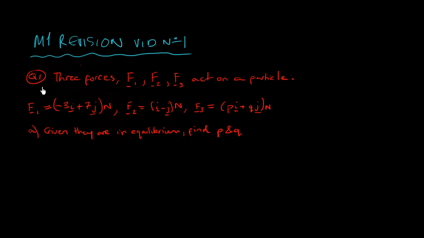First question I wanted to have a look at was this one. It says there's three forces, F1, F2 and F3, which I've underlined as vectors, and they act on a particle. F1 is defined by this set of components of i and j. F2 is this one and F3 is this one. They give us everything except the components p and q for force number 3. And they say, given that they are in equilibrium, find p and q.